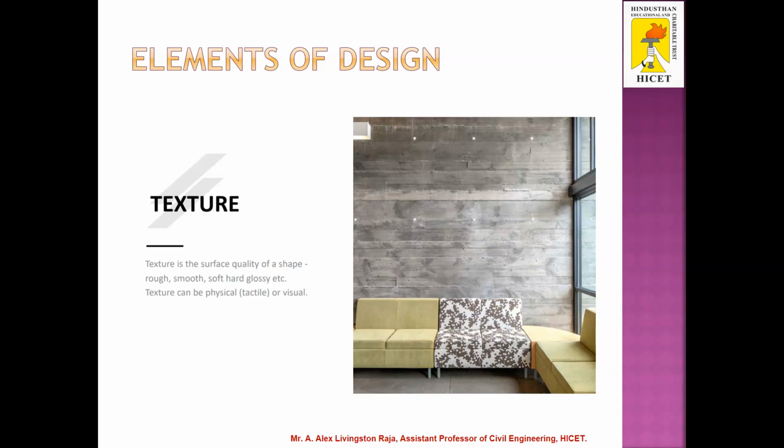Texture is defined as the surface characteristic of a shape or a form. The roughness, smoothness, hardness and softness of an object is known as its texture. Most textures can be identified by visual inspection, while some require the sense of touch to fully understand their surface quality. For example, materials like glass have a hard and glossy texture, while fabrics like silk have a soft and smooth texture.